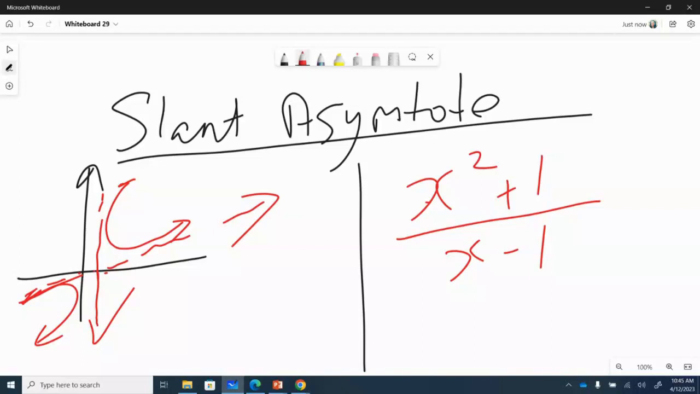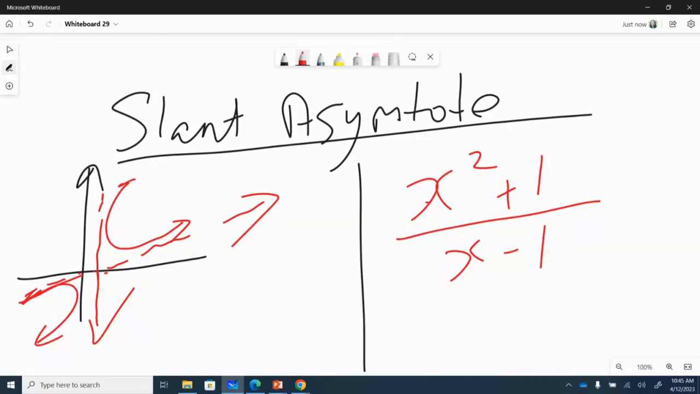You see, there's going to be one time when the degree of the numerator is greater than the degree of the denominator by 1. That's a slant asymptote, and you have to find it. You have to find it by division. Let me give you time to marinate that. Okay, and then how do I find it by division? You already know how to divide.